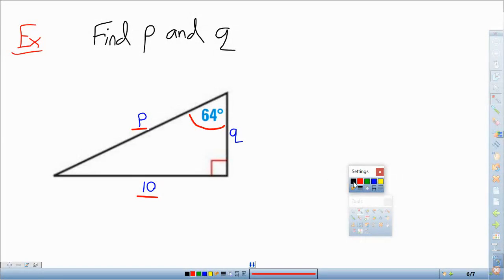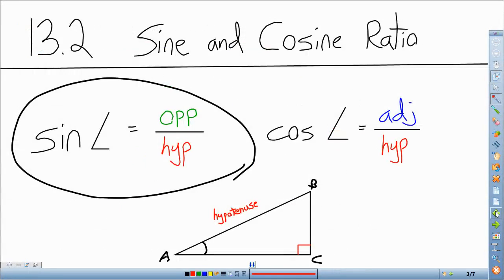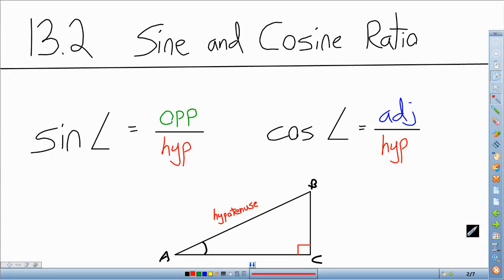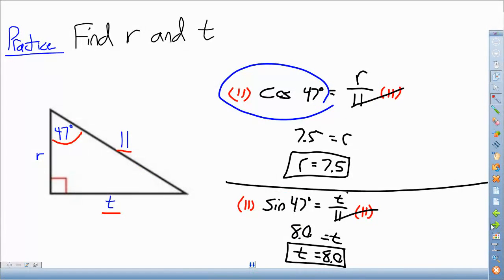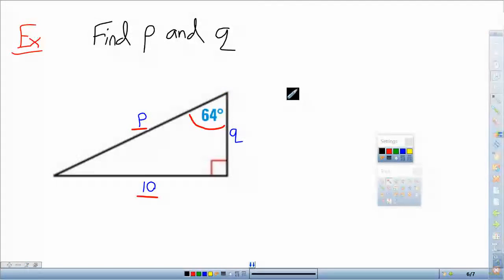Let's figure out what we have according to this angle. We have the side length opposite our angle, and P is the hypotenuse, right? Because it's across from the 90-degree angle. So I have opposite and I have hypotenuse. What should I be using on this? Opposite and hypotenuse is, again, sine. So now I know I'm using sine to find this missing side.